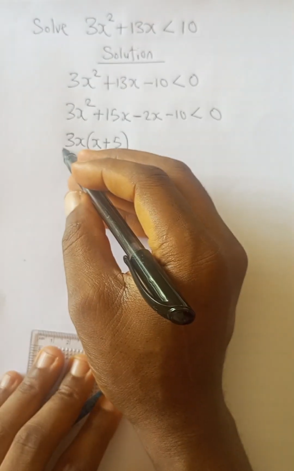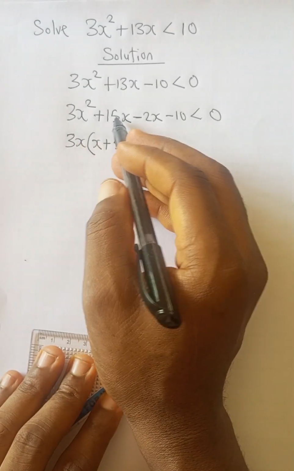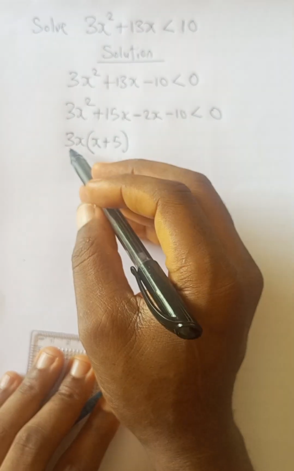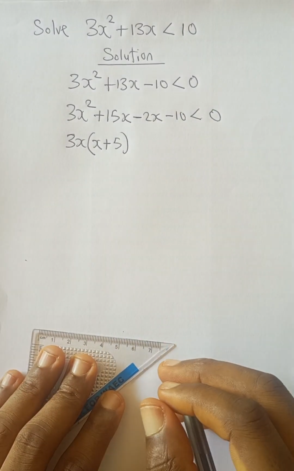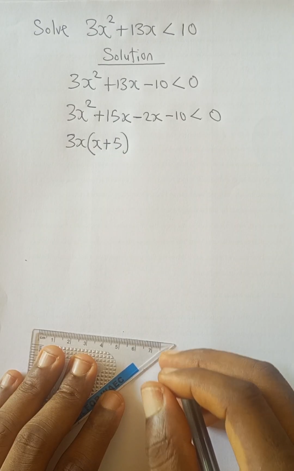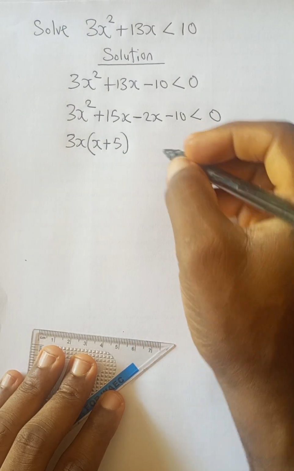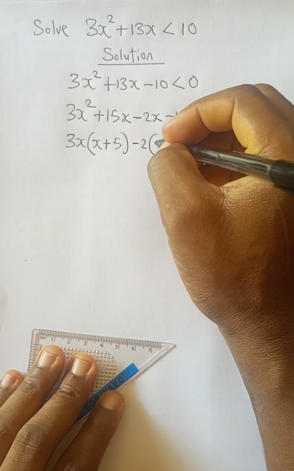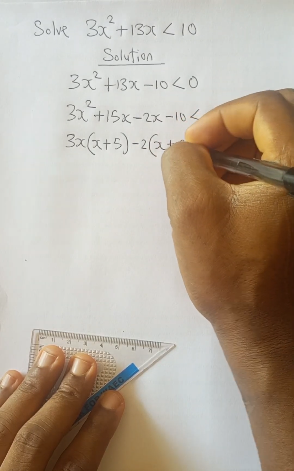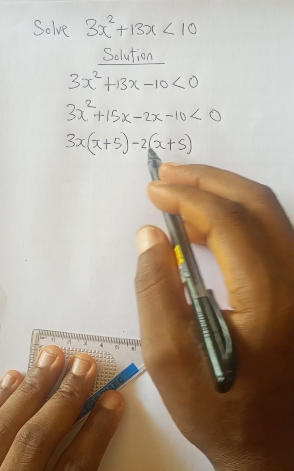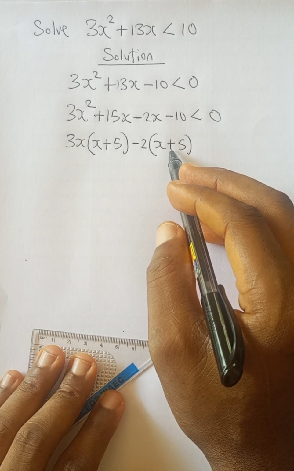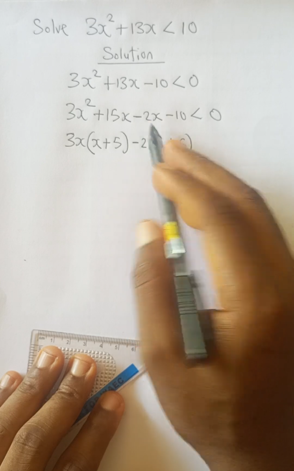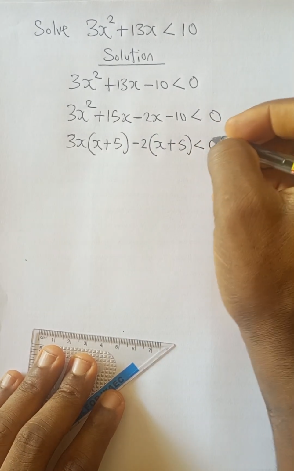Remember, whatever you bring out, if you open the bracket, it will take you back to this. 3x times x is 3x squared, and 3x times 5 is what? It is 15x. Now in this second pair, what is common? Minus 2, obviously. If minus 2 is outside, what is remaining? x plus 5. Here has to be plus, not minus, so that minus 2 times plus 5 gives you minus 10. Minus 2 times x is minus 2x. So you have less than 0.